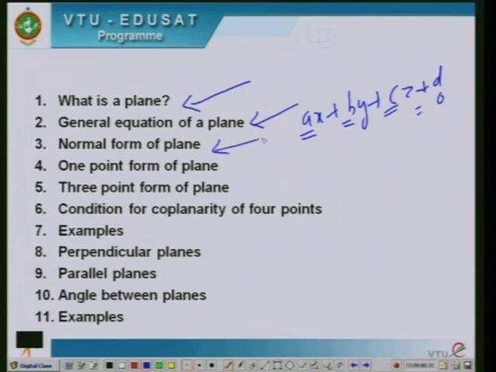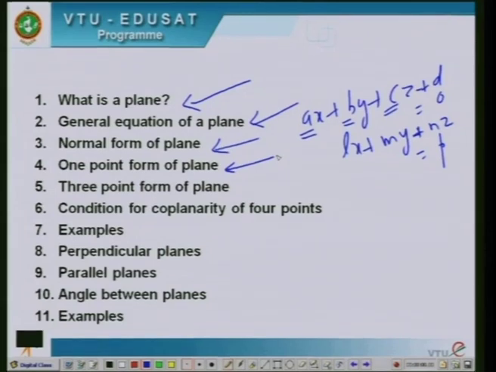Then we have derived the normal form of the plane, which is Lx plus My plus Nz equal to P, where L, M, N are the direction cosines of the normal drawn to the plane, and capital P is the perpendicular distance from the origin to the plane. Then we have looked at the one point form of the plane, which is the plane passing through a single point. Then the 3-point form of a plane, how to find the plane equation if 3 points are given.